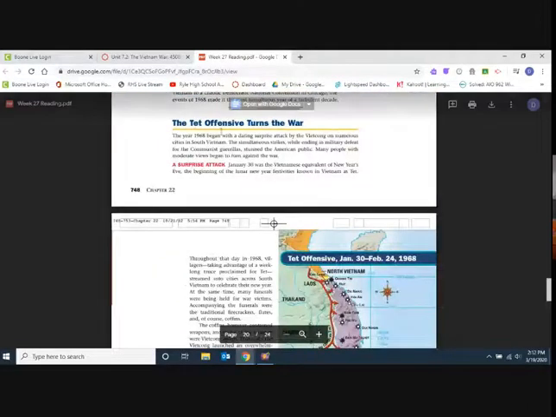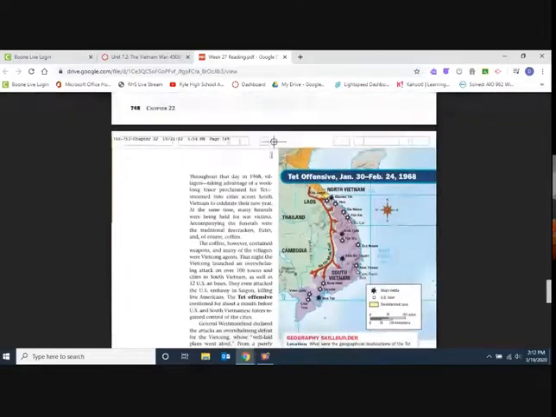The first thing you need to know about is the Tet Offensive. If you're going to know one battle in the Vietnam War, you need to know the Tet Offensive. The Tet Offensive was a battle by North Vietnam where they snuck through Laos and Cambodia and then invaded South Vietnam in multiple places and did a series of surprise attacks from the end of January to the end of February. This was during a Vietnamese holiday called Tet. That's why it's called the Tet Offensive.